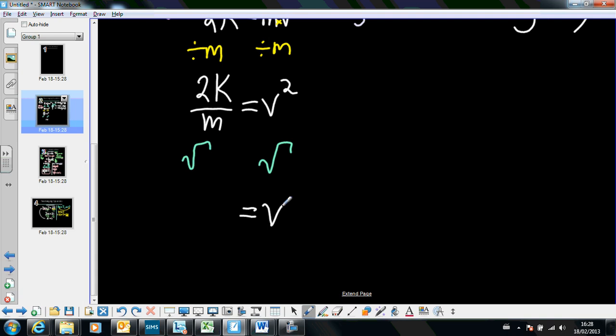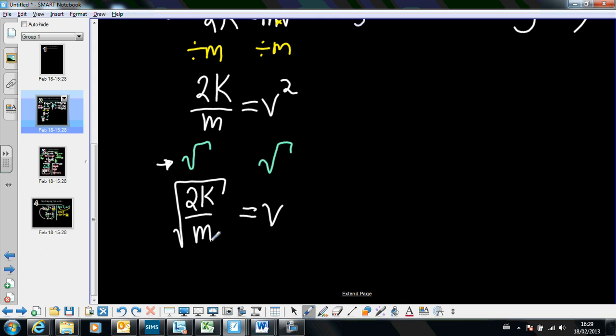And this is really important when you're doing an operation like a square root or a multiplication or a division, that it's got to apply to the whole of the left-hand side. I can't just apply it to the top. I can't write root 2k over m, because then this section has been unchanged. That's incorrect. It's got to be the square root of everything, otherwise it doesn't make sense. So it's the square root of 2k over m.